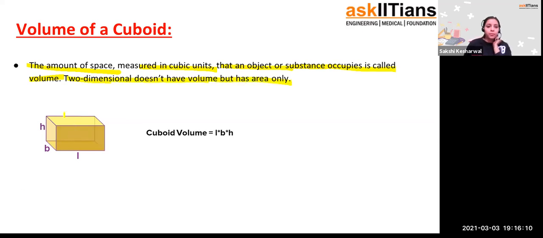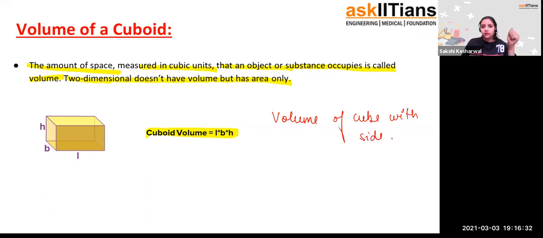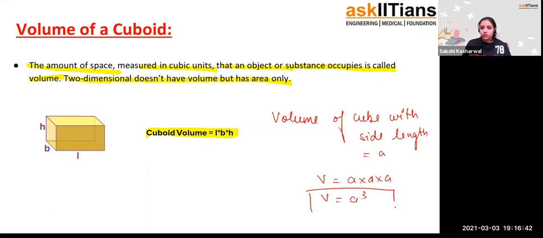So let's talk about the volume of a cuboid. The volume of a cuboid is given by LBH, that is length into breadth into height, right? And the volume of a cube with side length A is given by A into A into A, which is equal to A cubed, right? This is the volume of all of them. So now let's go on to the questions, right?